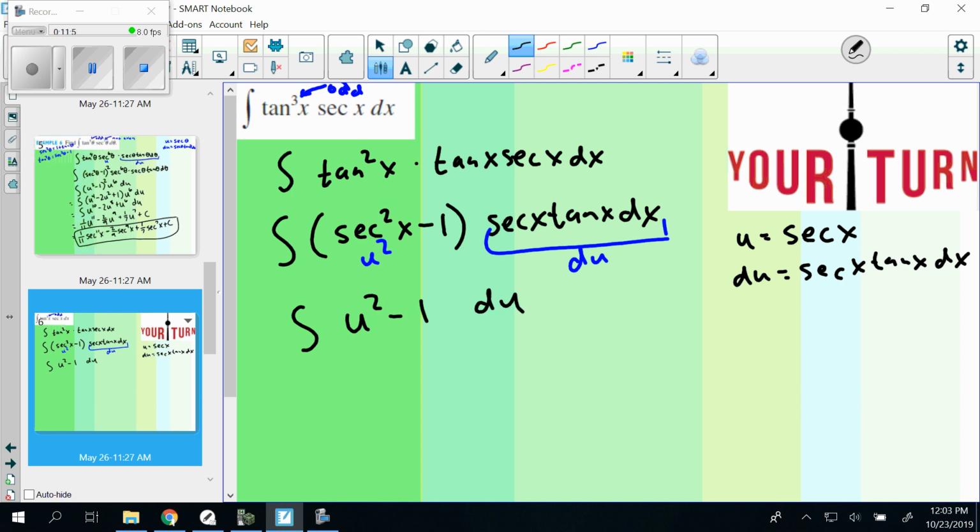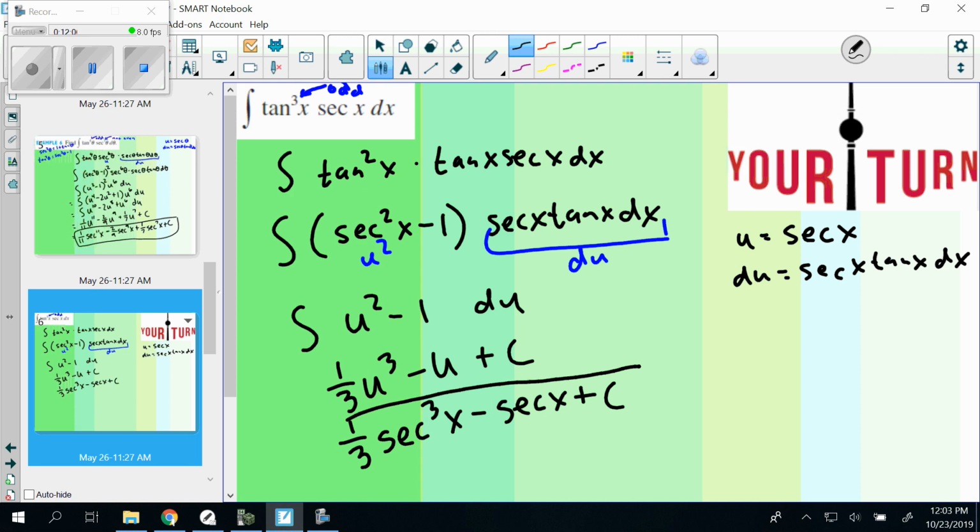And that one shouldn't be too bad to find the antiderivative of. Now we've got 1/3 u to the 3rd minus u plus c. And finally, substitute back in, and we've got our answer. So there's the answer, hopefully, that you came up with.